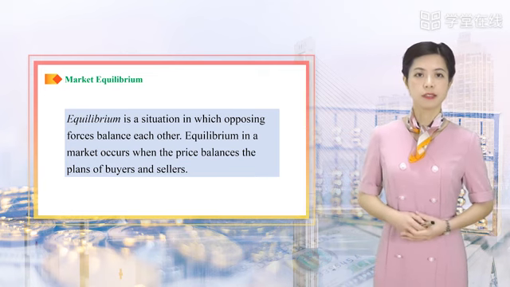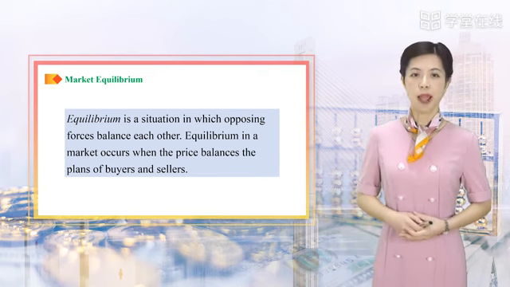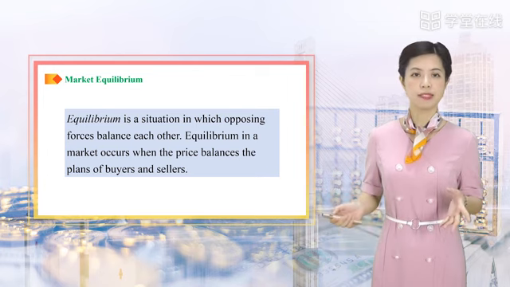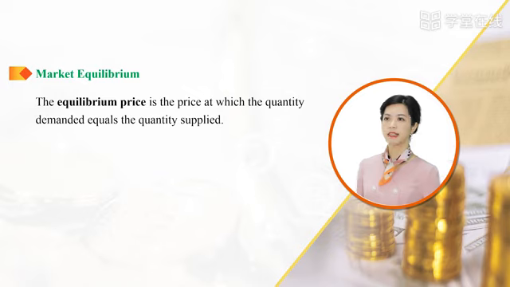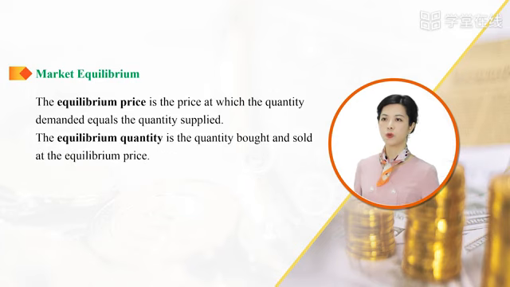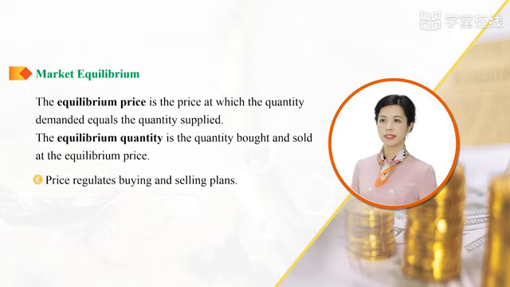Equilibrium in the market occurs when the price balances buying plans and selling plans. The equilibrium price is the price at which the quantity demanded equals the quantity supplied. The equilibrium quantity is the quantity bought and sold at that price. The price of a good regulates the quantity demanded and supplied.